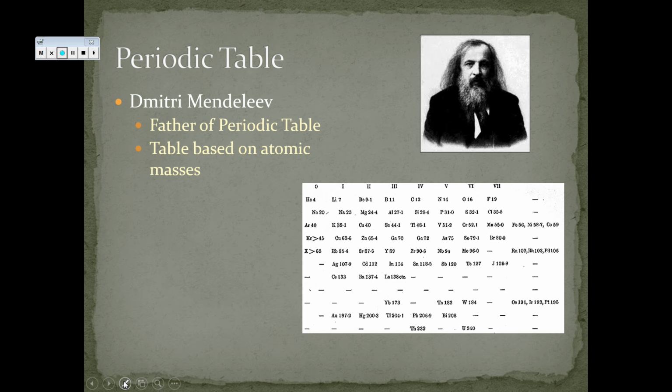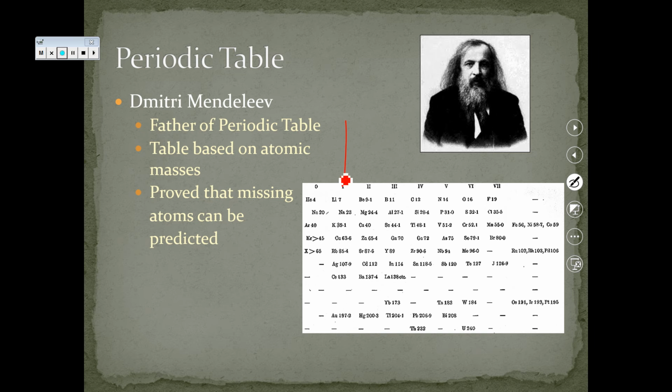Here is an example of the first periodic table that Mendeleev came up with. Notice that he came up with groups and rows. He proved that missing atoms can be predicted.